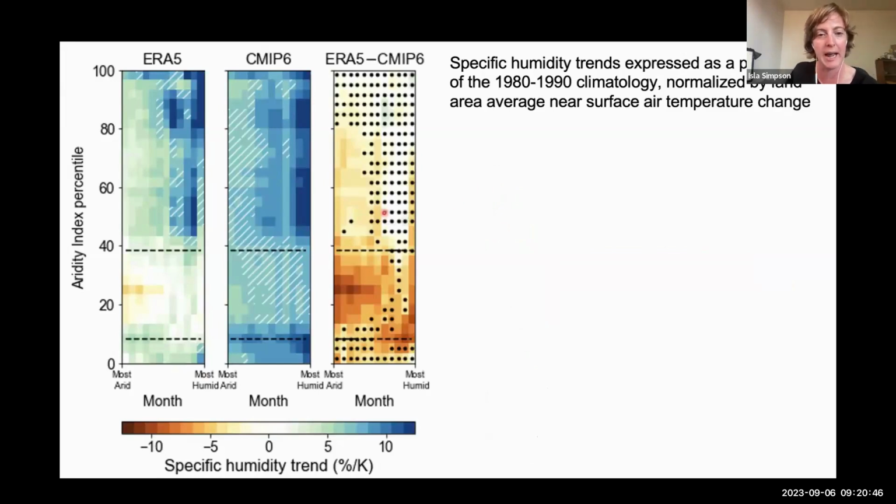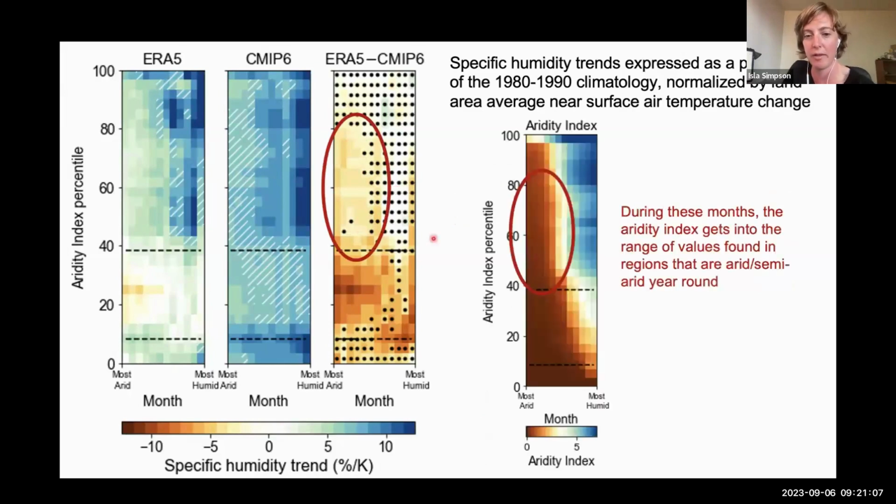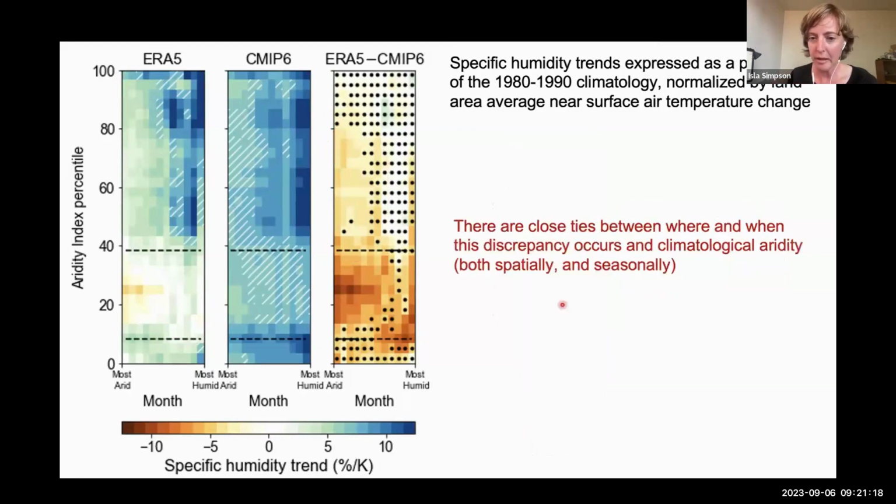So when we look at it this way, we can also see that there are some discrepancies in the humid regions, but just in the most arid months of the year. So it doesn't come out when you look at the annual mean. So ERA5 lies outside the model distribution during the most arid months, also in the humid regions. And it's during these times where the aridity index in those regions gets into the realms of what we see in the arid and semi-arid regions throughout most of the year. So there are pretty close ties between where and when we see this discrepancy in humidity trends and the climatological aridity, both spatially and seasonally as well.